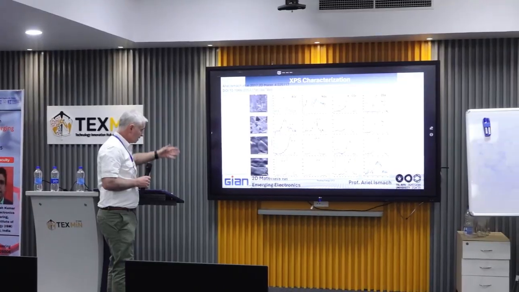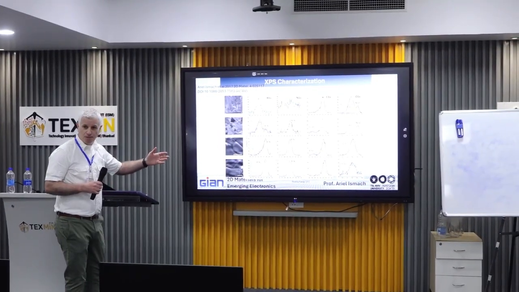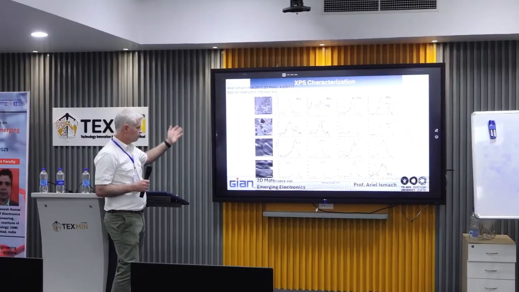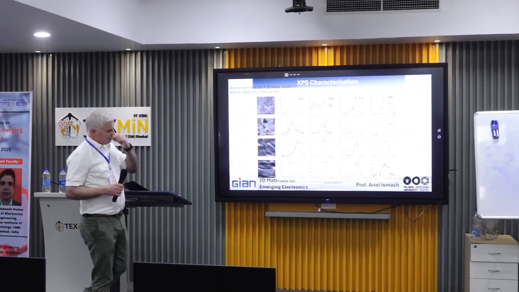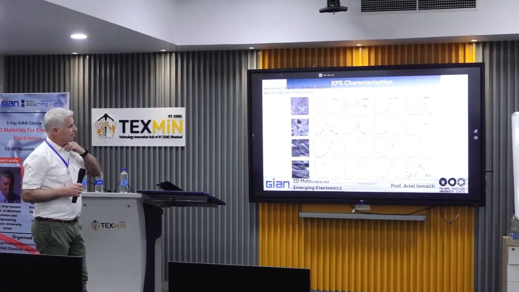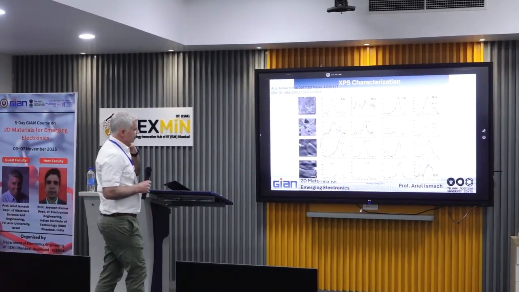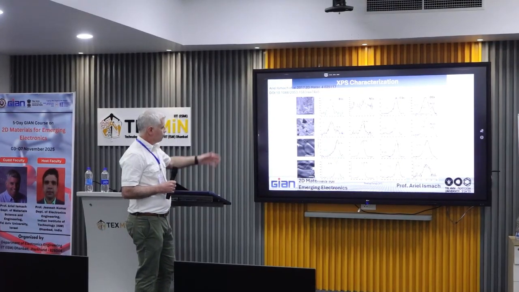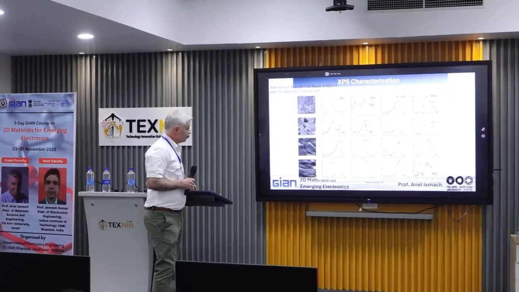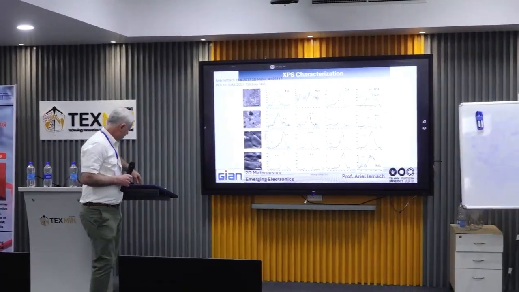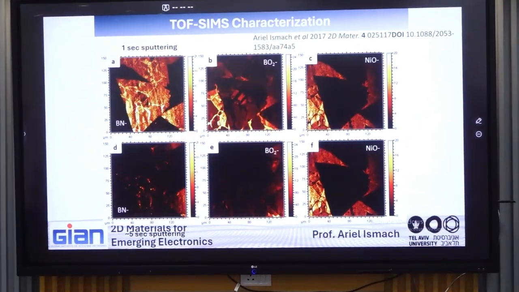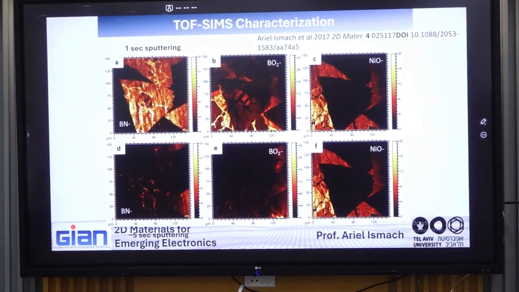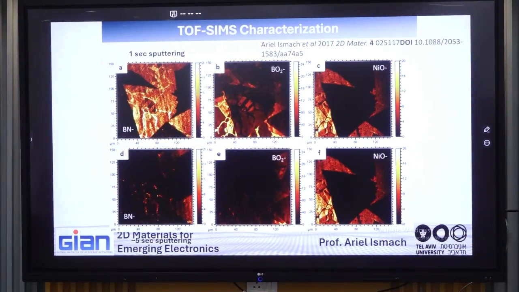And of course, we show that by XPS, X-ray photoelectron spectroscopy, are you familiar with that? Anyway, it's a surface characterization technique that allows us a chemical analysis, so we can show when the boron oxide is formed and when it is reduced. And of course, ToF-SIMS, which is time-of-flight secondary ion mass spectrometry, is also a surface chemical analysis to prove the same.